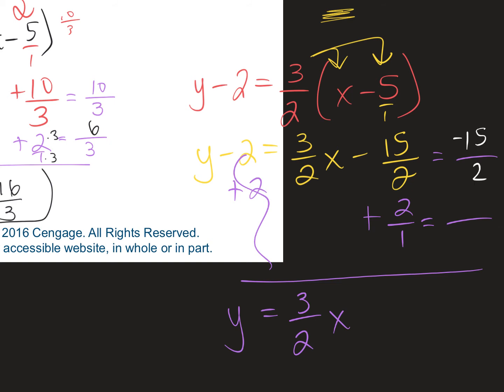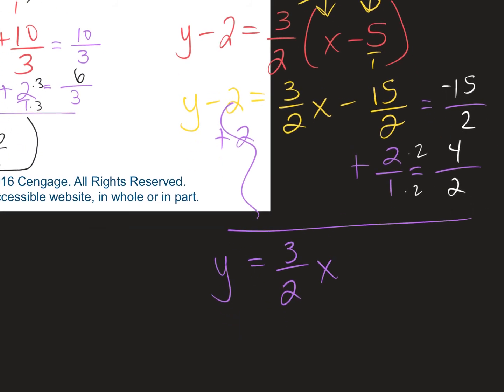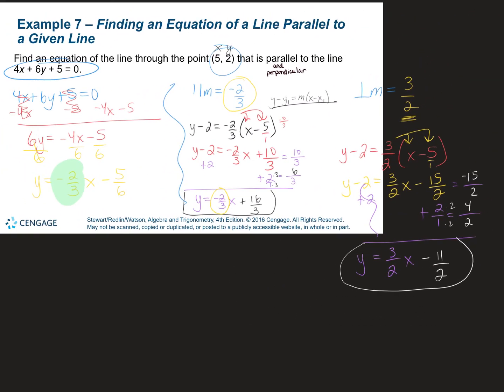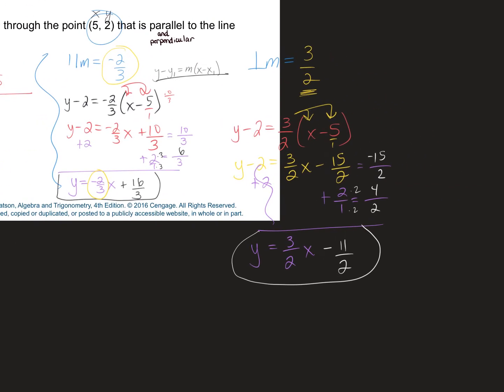You might forget that it was negative when you combine them, make a silly mistake. So I would just carry it over. But what is the common denominator between 2 and 1? It's 2. So if I multiply the bottom by 2, then I multiply the top by 2. 2 times 2 is 4. So negative 15 and a positive 4. Minus 11 over 2. Again, I'm not asking you to graph that. But notice in your original, our slope was negative 2/3. In my perpendicular, it should be opposite reciprocal, which it is.